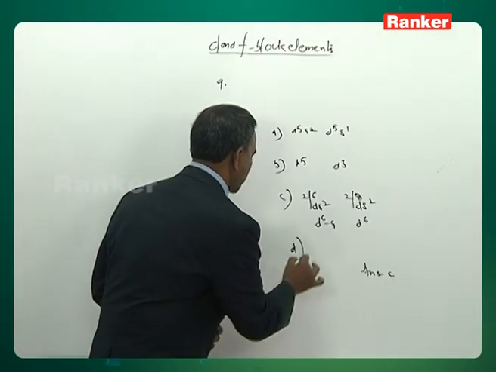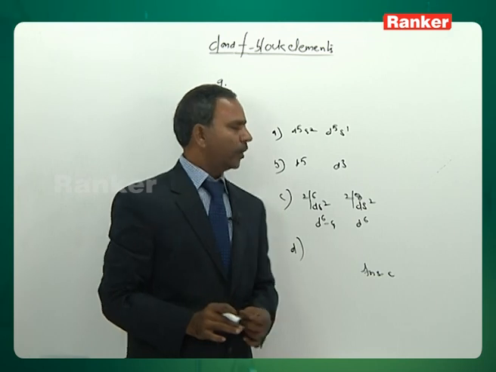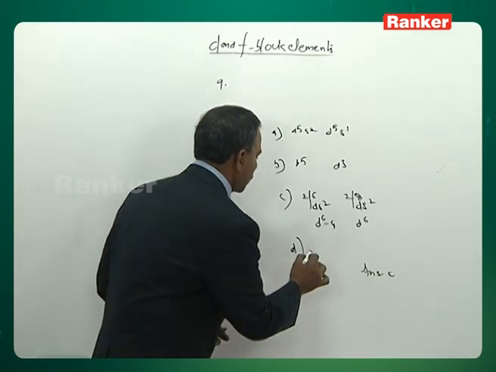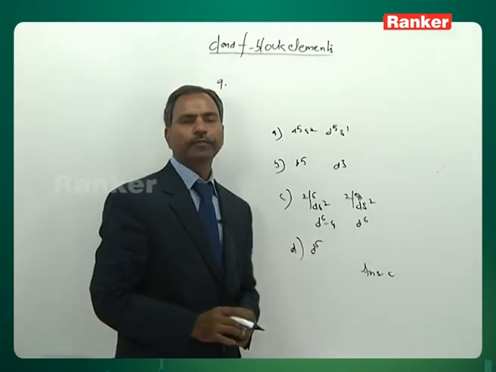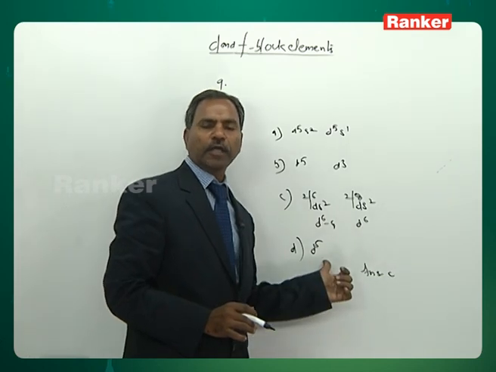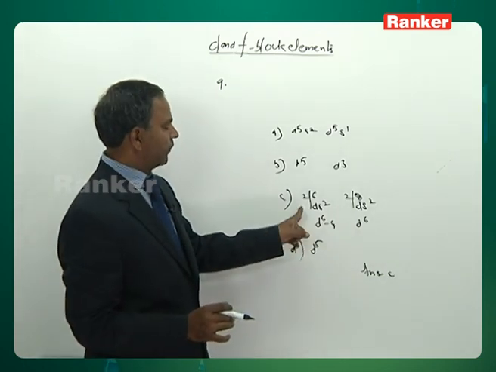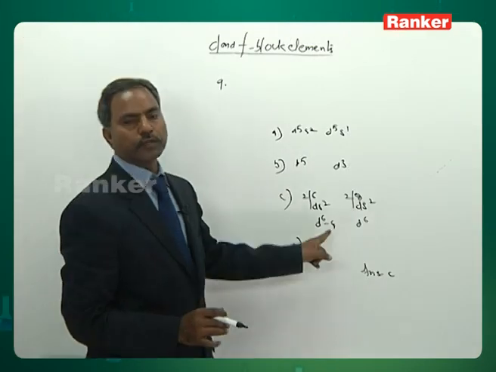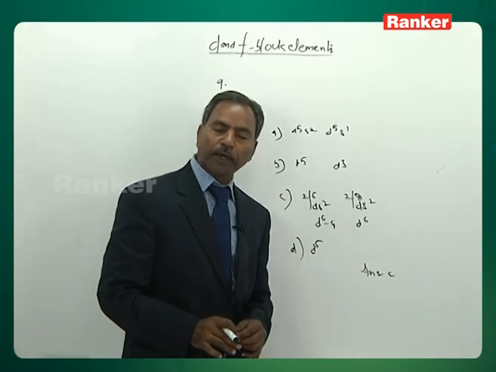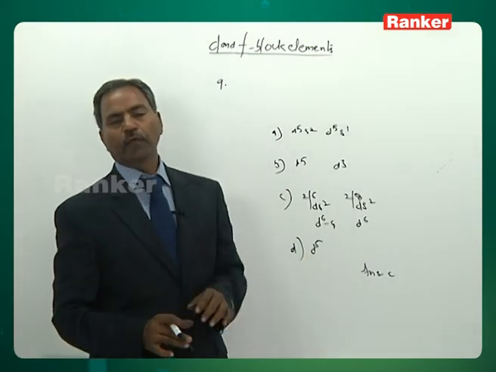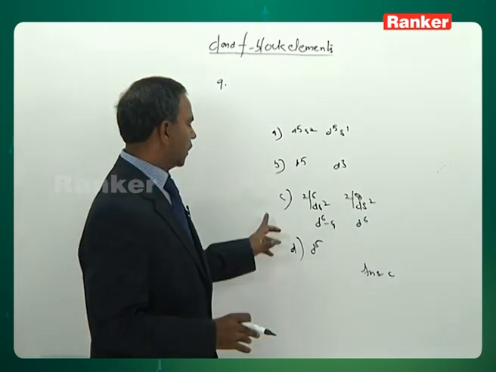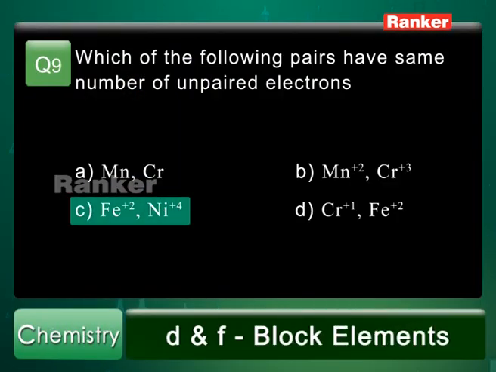Coming to D, I will still explain why not D. Chromium plus 1 means D5, and unpaired electrons are 5. Fe plus 2, already shown, is D6 with 4. So chromium plus 1 carries 5 unpaired electrons and Fe plus 2 carries 4. Therefore, only option C is the correct answer, carrying 4 unpaired electrons in both.